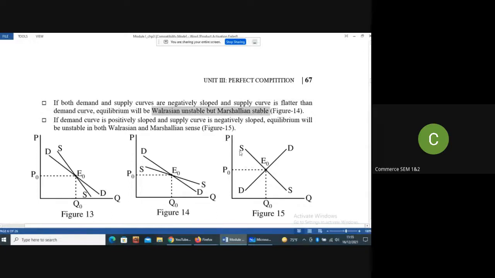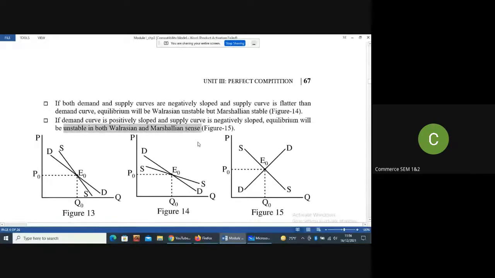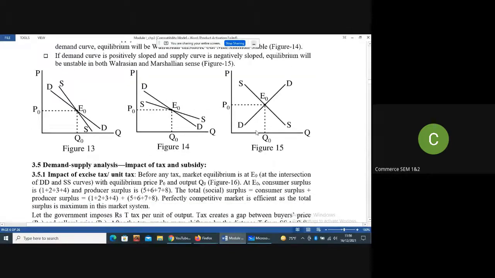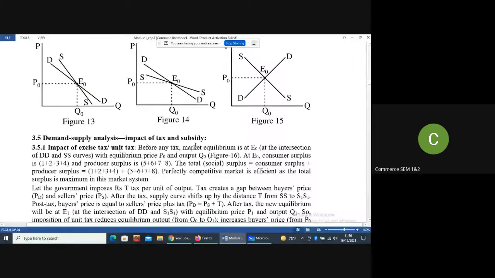And for this diagram, if the supply curve is downward sloping and the demand curve is upward sloping, then the equilibrium will be unstable in both Walrasian and Marshallian senses. Okay, I'll stop here.